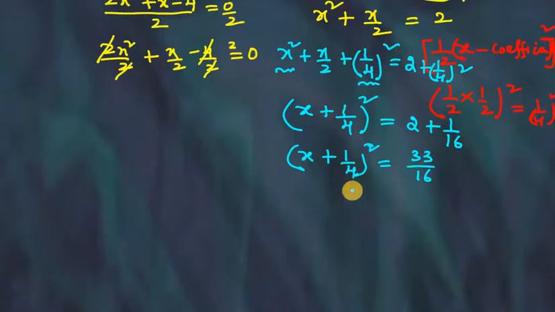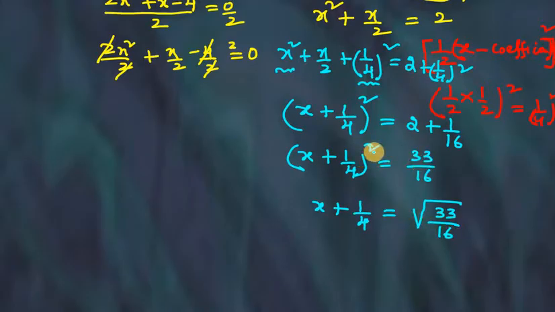We are solving for x here. So x plus 1 by 4 is equal to the square root of 33 by 16. When the square moves to that side, you get plus or minus. The value will be plus or minus square root of 33 by 16. I need the x value, so I take this 1 by 4 to the other side. That becomes x equals minus 1 by 4 plus or minus root 33 by 16.